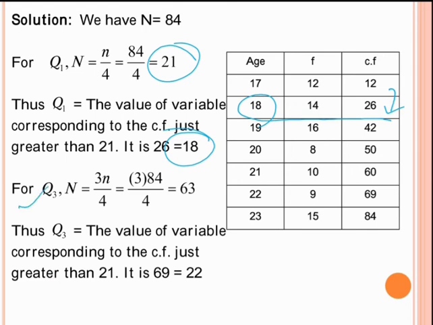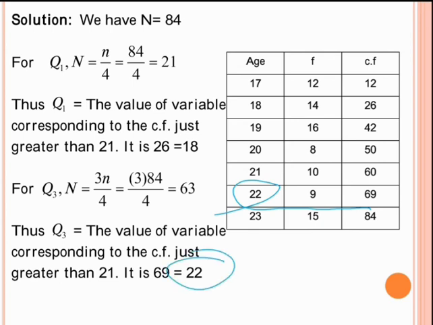Now for Q3, capital N is given by 3, small n is given by 3 into capital N by 4. So 3 into 84 by 4, that is 63. Now where 63 comes? See here, it comes in this range. Okay, so the corresponding Xi is what? 22. So that is your Q3.